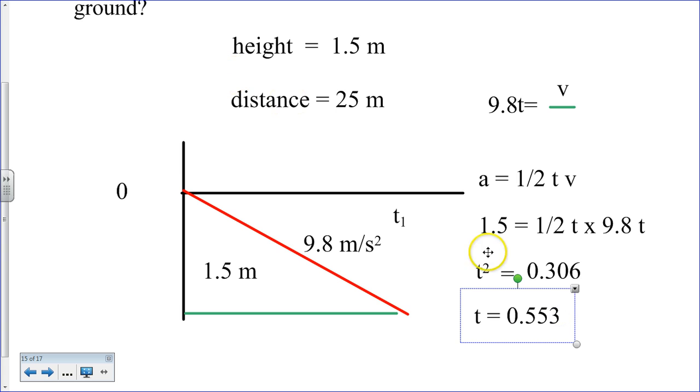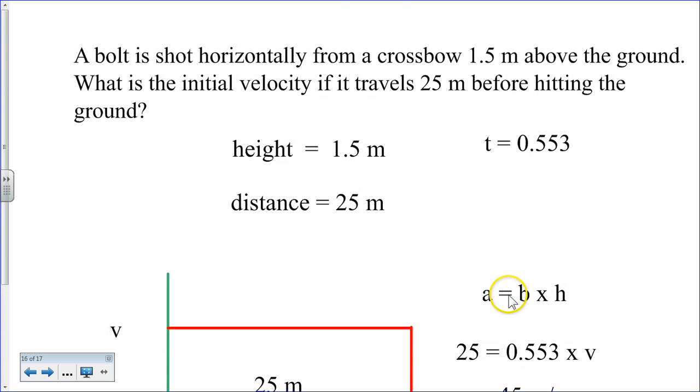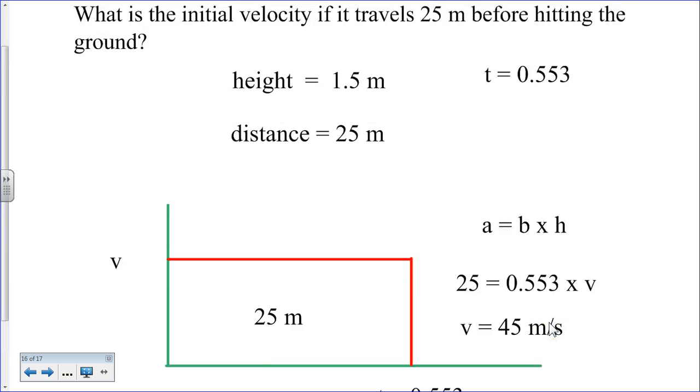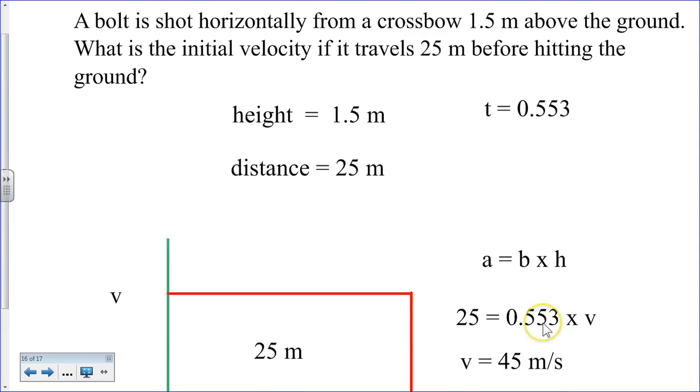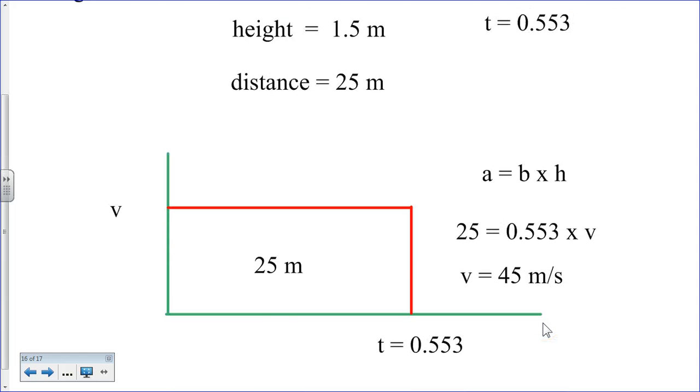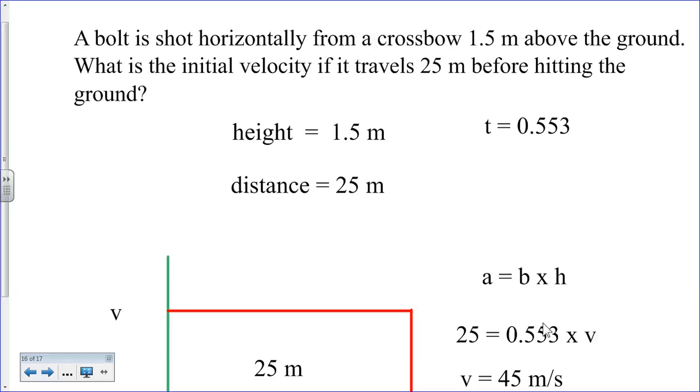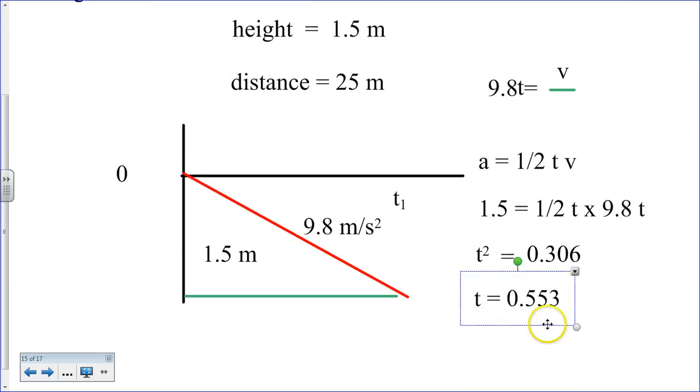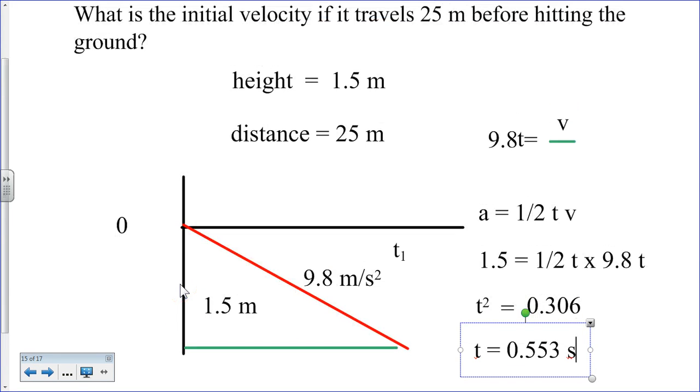And we're going to calculate that out. Let's go back. Okay, anyways. That ends up being 0.553 seconds. So it takes about 1/2 a second for it to hit the ground.